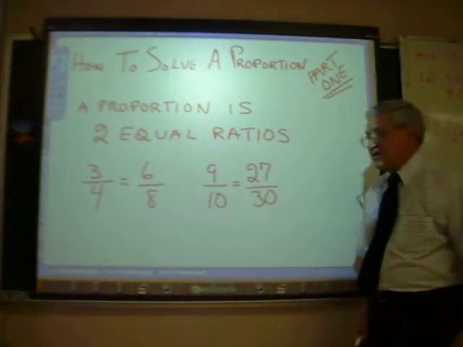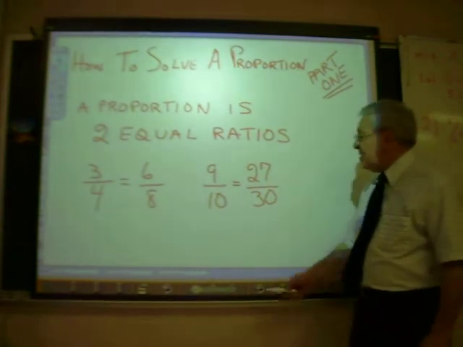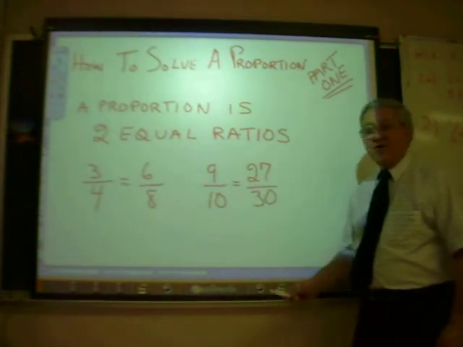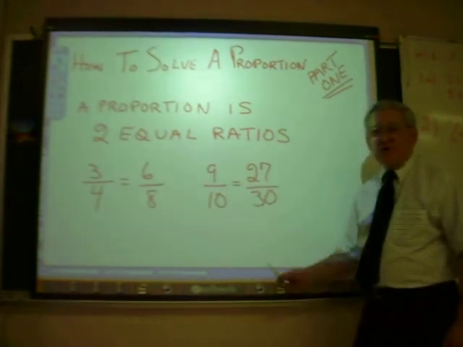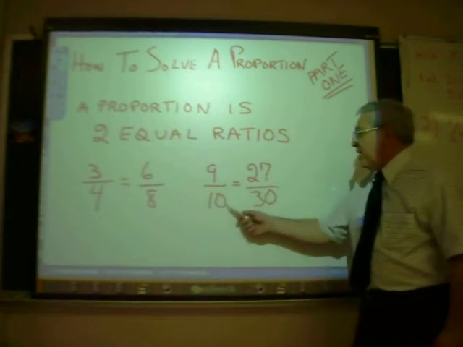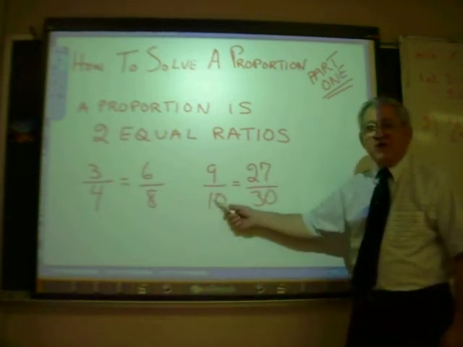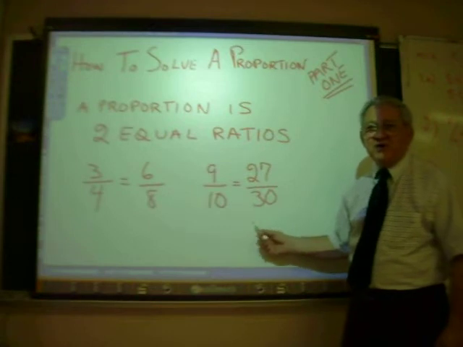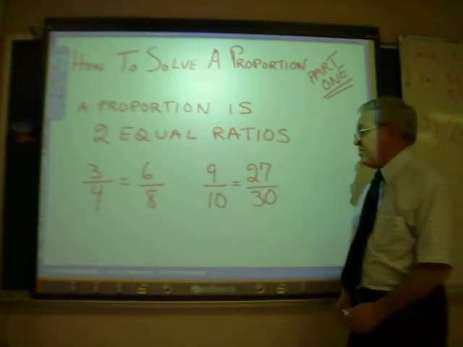You have a proportion. Here's another proportion. 9 over 10 is 27 over 30. The left side equals the right side. You have a fraction here, a fraction here. You've got two ratios, two equal ratios. You have a proportion.